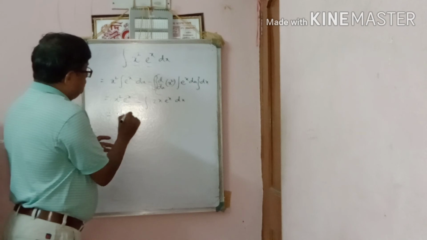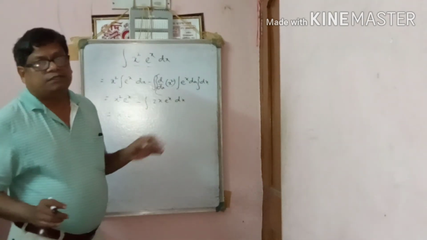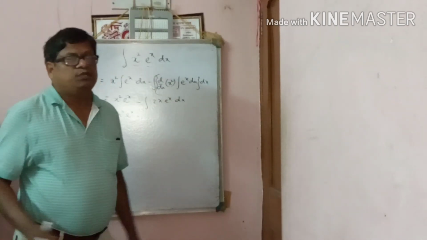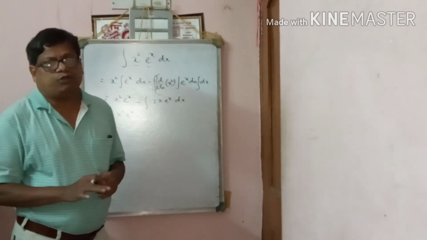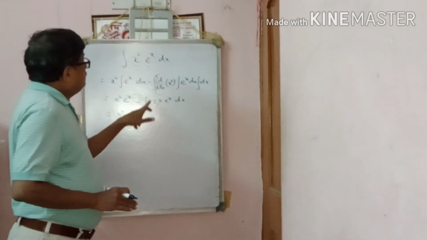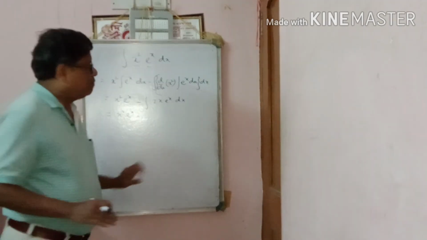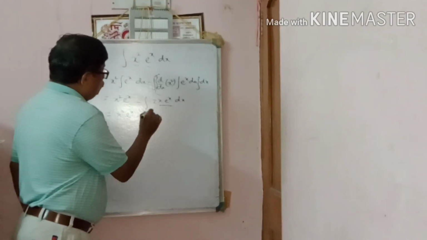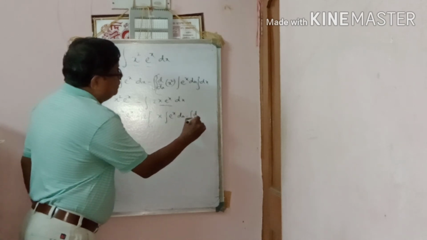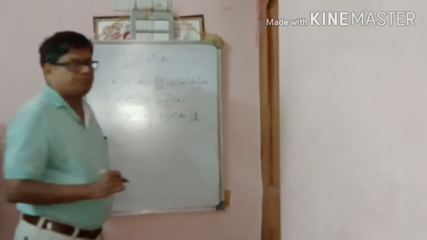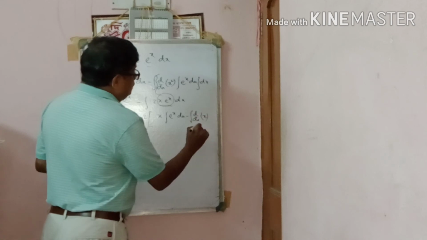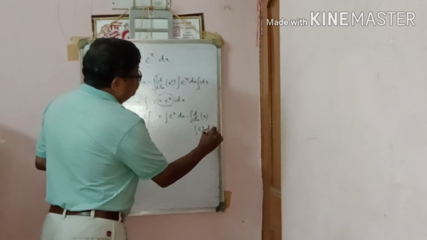Now x square e to the power x minus, integration of e to the power x dx is only e to the power x. No need to give the constant here because it is not completed. So write integration 2x e to the power x dx. Again this part by parts: take the 2 outside, x e to the power x minus again by parts, d/dx of x times integration of e to the power x dx, whole dx.